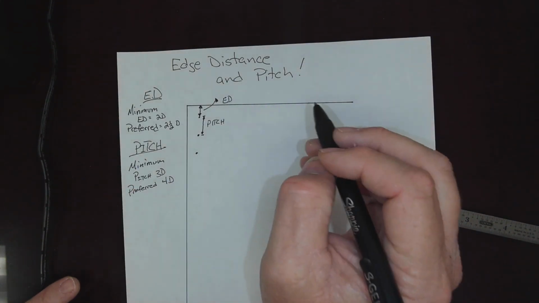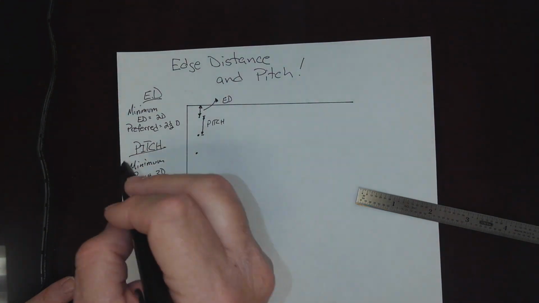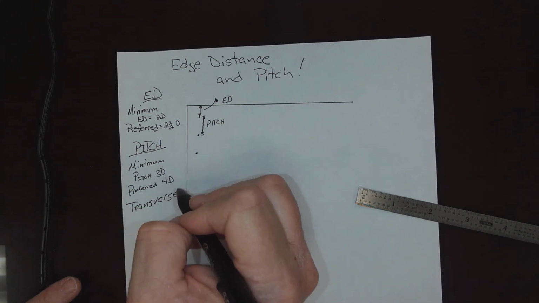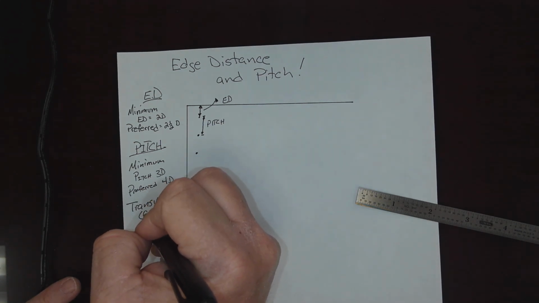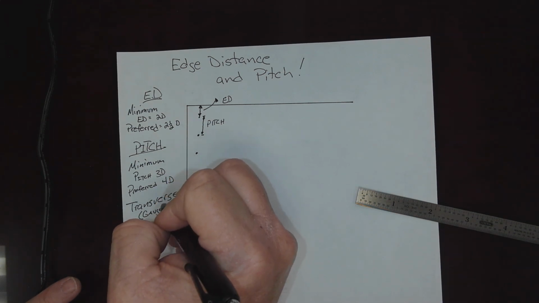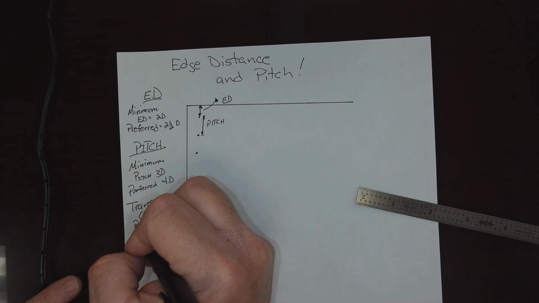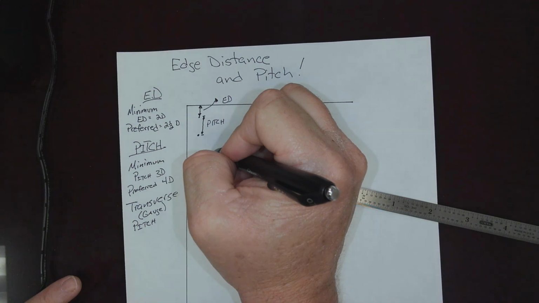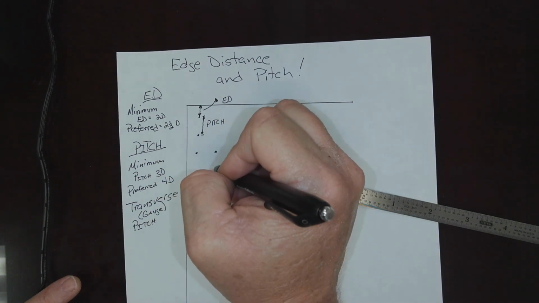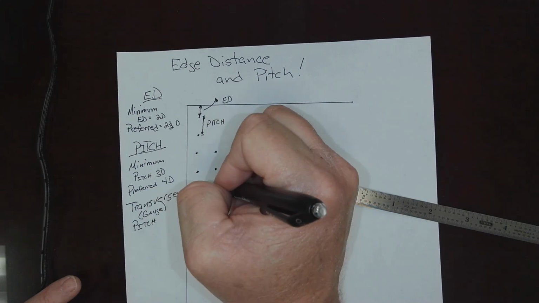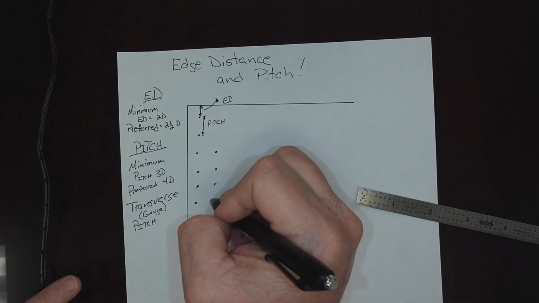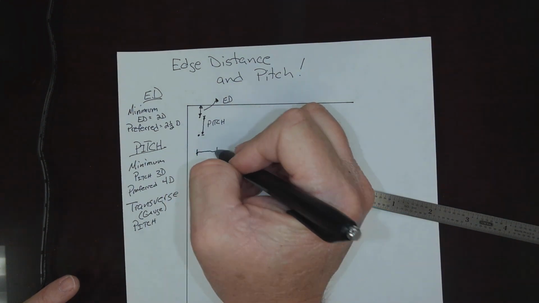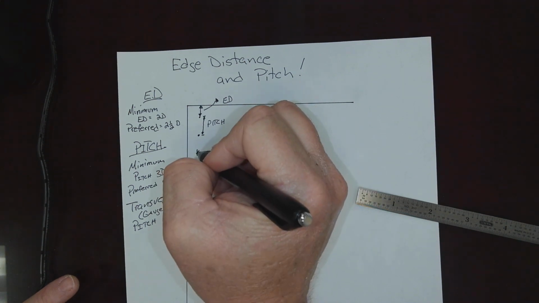Let's talk about one more aspect in laying out rivets. It's called transverse pitch, and sometimes it's referred to as gauge, rivet gauge. That's not the tool you use to measure them. In this case, transverse pitch is defined as the distance between rivets in adjacent rows. I always tell everybody, adjacent means next to. So the transverse pitch would be the distance between rivets in rows next to each other.